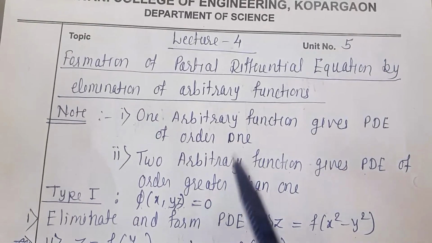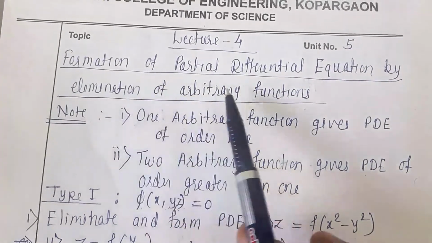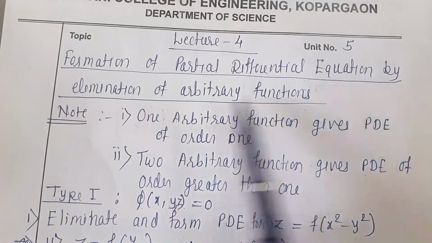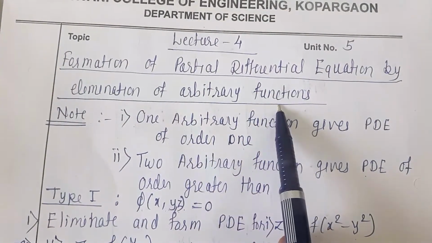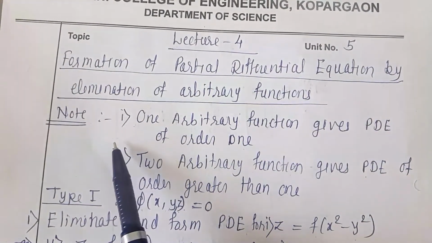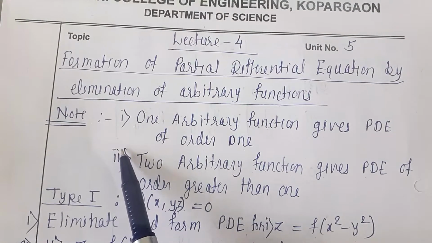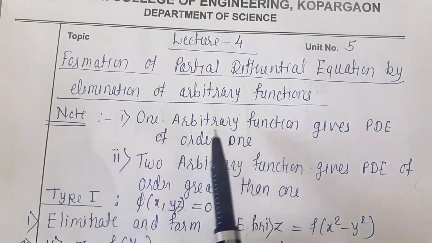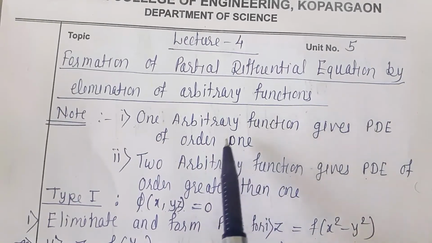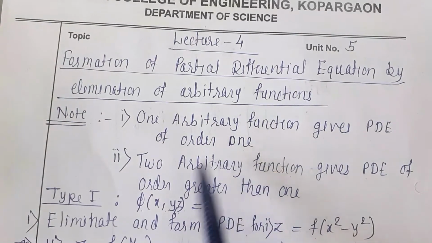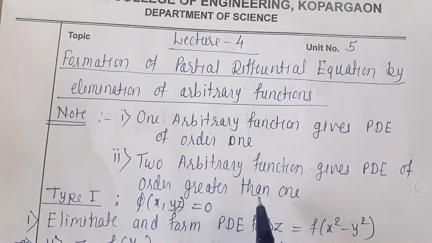Welcome to lecture number 4 of formation of partial differential equation by elimination of arbitrary function. In the previous lecture we have seen how to eliminate arbitrary constant. Now, how to eliminate arbitrary function. Again, if one arbitrary function is there, then we get PDE of order 1, and if two arbitrary functions are there, then we get PDE of order greater than 1.